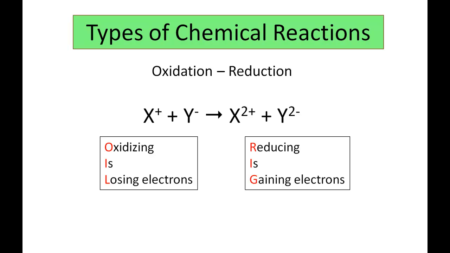A good way to remember which one is being oxidized or reduced is using the acronym OIL-RIG. OIL stands for oxidizing is losing electrons. RIG, reducing, is gaining electrons. If you can memorize that, and you can tell which substance is losing or gaining electrons, you can tell which one is being oxidized and which one's being reduced.